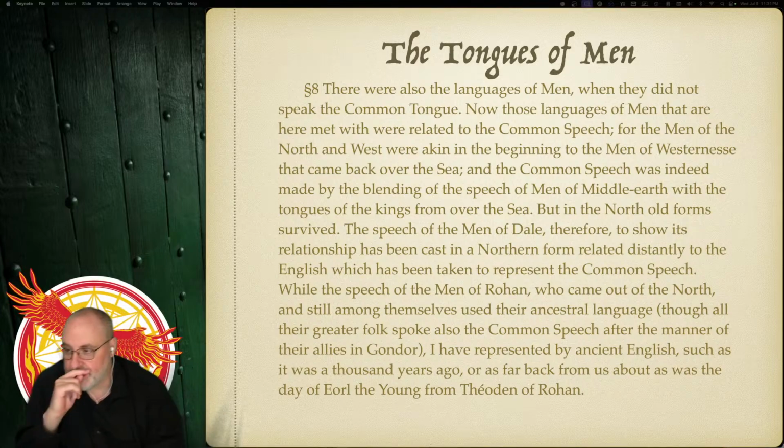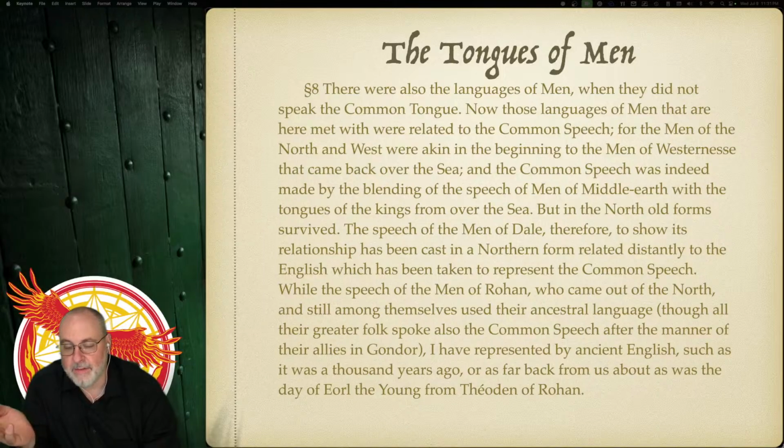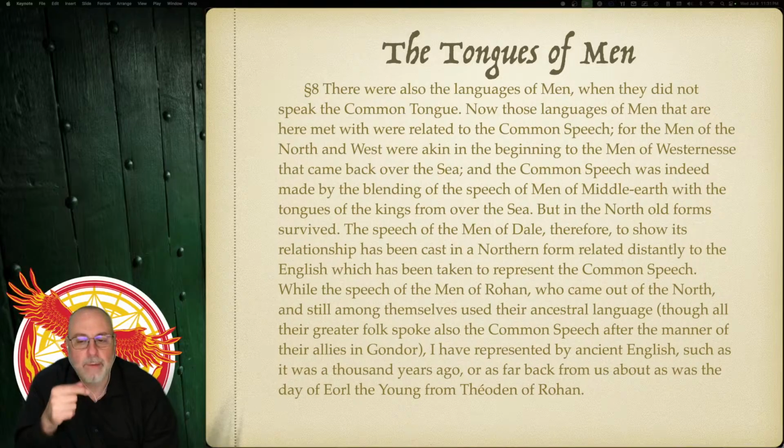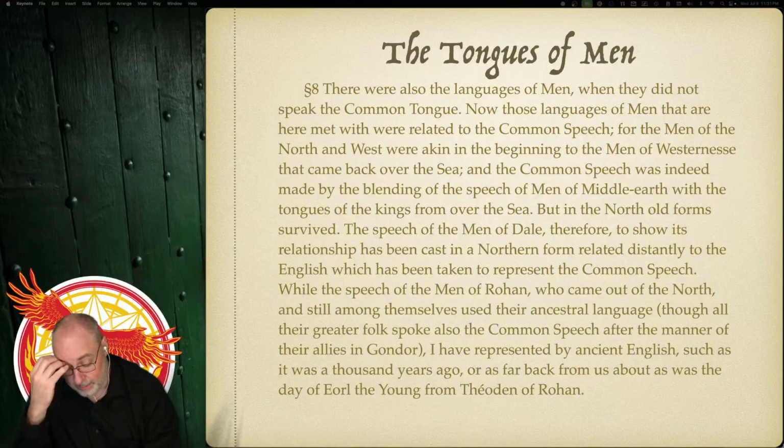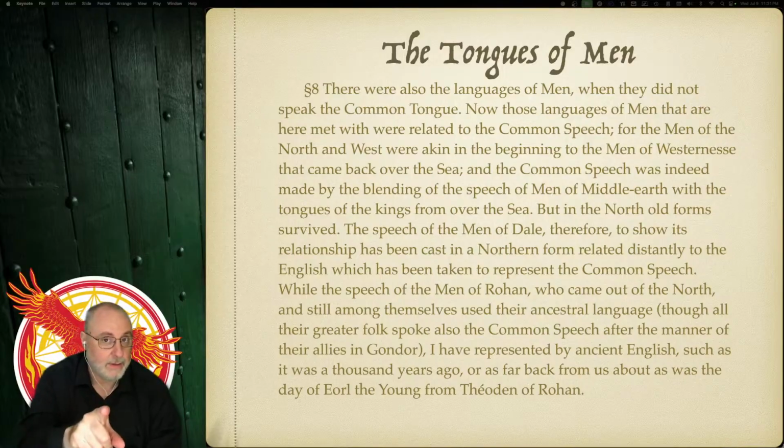now let me address the issue David Michael has just referred to. He says here, I've represented ancient English such as it was 1,000 years ago, or as far back from us as was the day of Eorl the Young from Theoden of Rohan. Now, many people have observed, as David Michael was observing, according to Appendix B, there's only 500 years there. So what does that tell us? This is probably written before he wrote Appendix B. He probably hasn't worked out the dates yet.